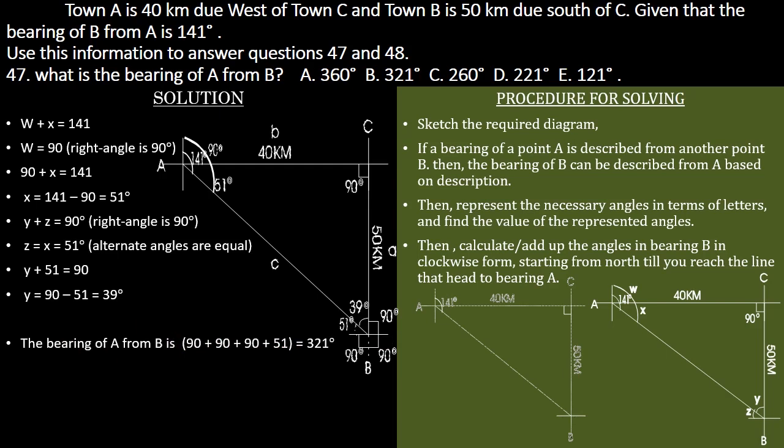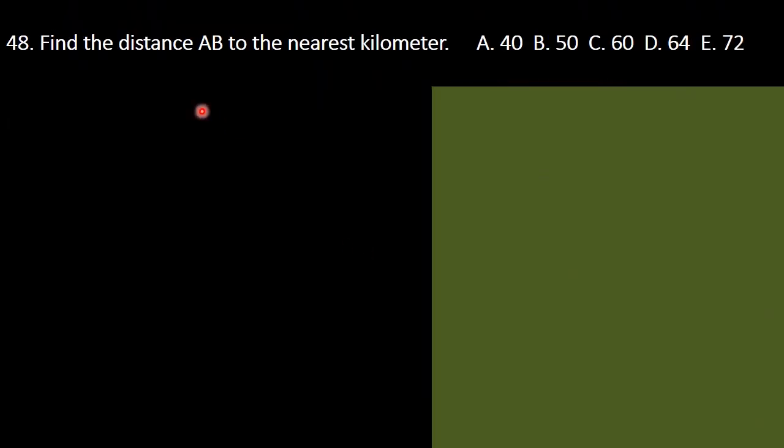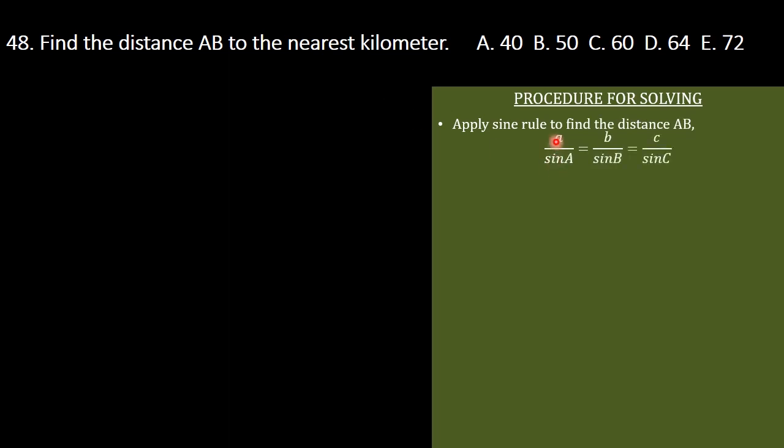Question 48. Find the distance AB to the nearest kilometer. Here is the procedure for solving this. Apply the sine rule to find the distance AB, where small a over sine capital A is equal to small b over sine capital B equals small c over sine capital C.